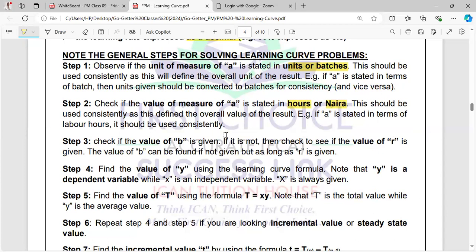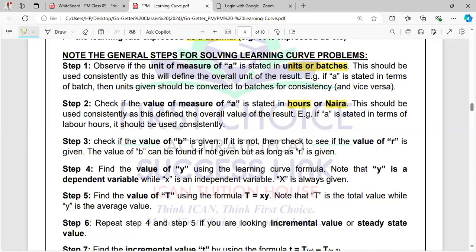Then we check the value of B. If B is not given, we'll need to find B by using log r over log 2. But if B is given, then it's fine. Sometimes you'll be asked to find the R, which is the learning rate. You have to make R subject of your formula. Then we need to find the value of Y. That means the Y in the question. You have to get the value of Y after getting the value of A and the value of B, and you know the value of R if B is not given.